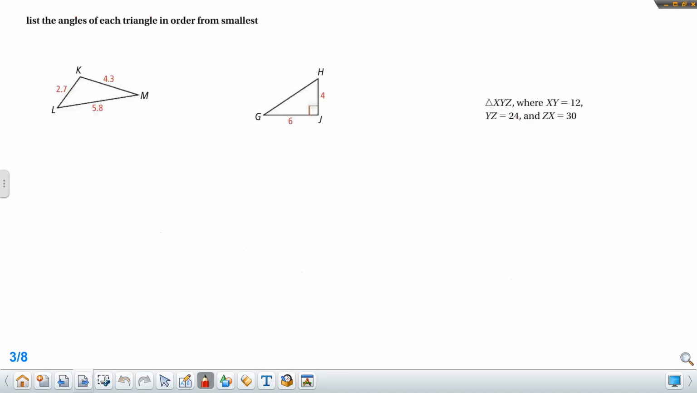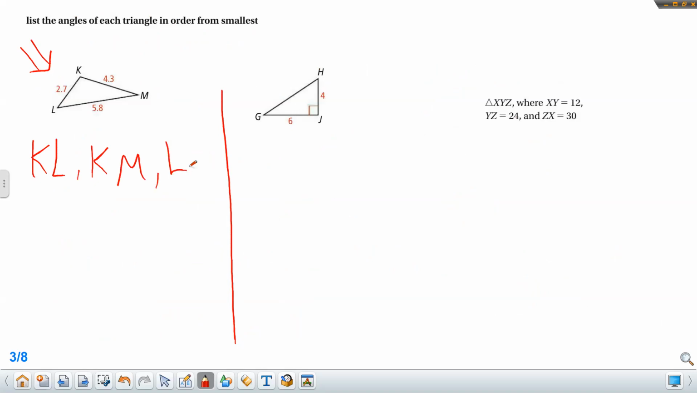Okay, exercise number 1. List the angles of each triangle in order from smallest to greatest. Okay, first one. How to arrange angles from smallest to greatest? First, you must arrange the sides. Which of the three sides in this triangle is the smallest? Sure, KL. Okay, what's after? Yes, good, KM. But the last one is LM.